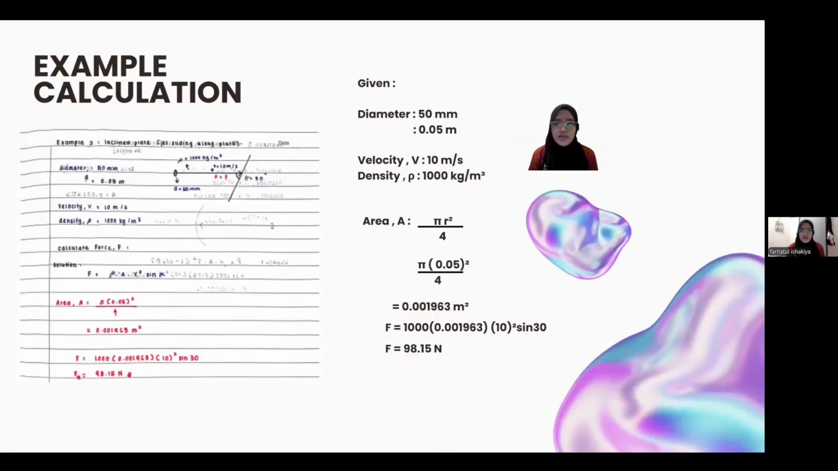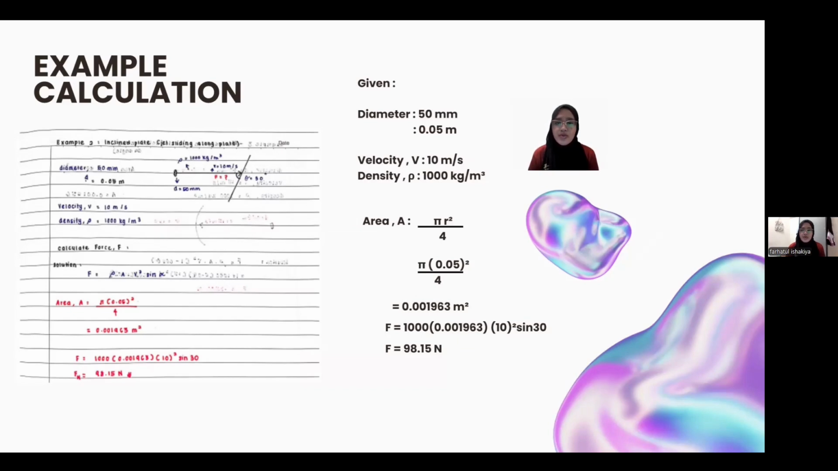So let's see the example calculation. Its given diameter is 50 millimeter. We need to change to meters, so it will be 0.05 meter. Velocity is 10 meters per second, and density is 1000 kilogram per meter cube.